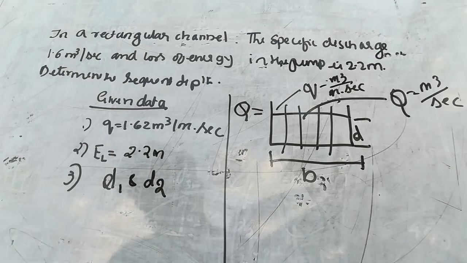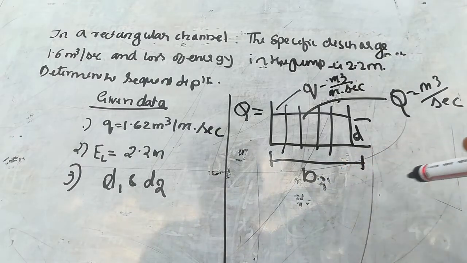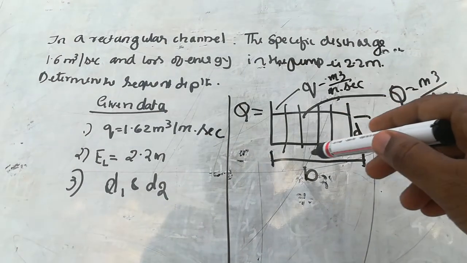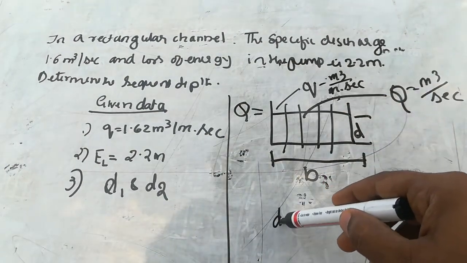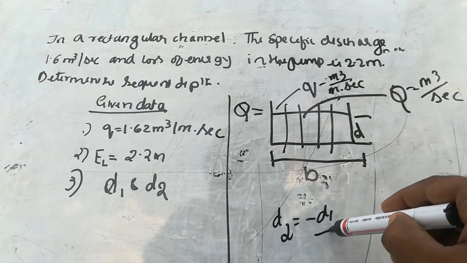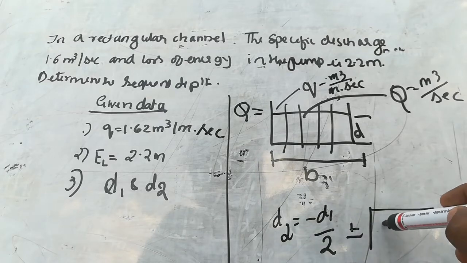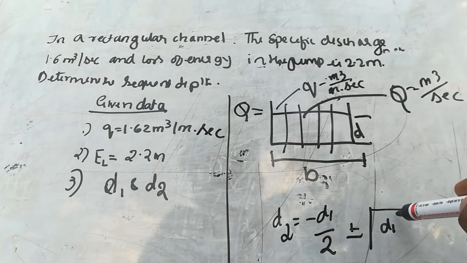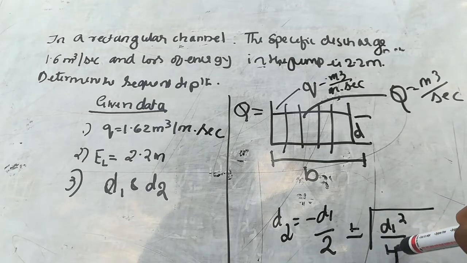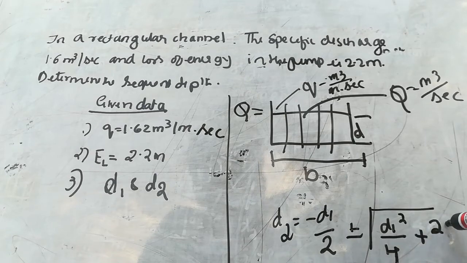So we know the value of d1. Now we have the formula: d2 is equal to minus d1 by 2 plus or minus the square root of d1 square by 4 plus 2 small q square divided by g d1.